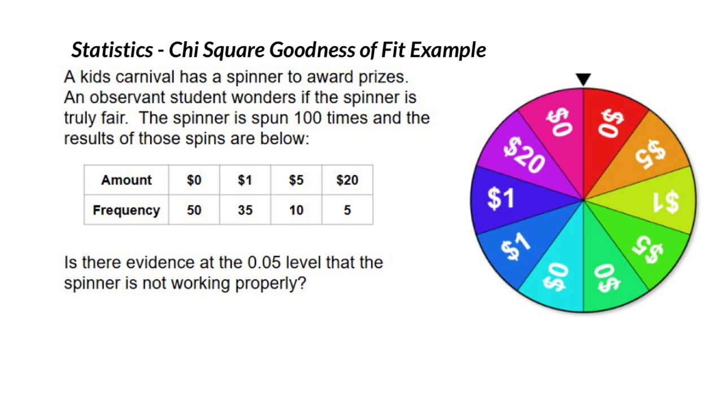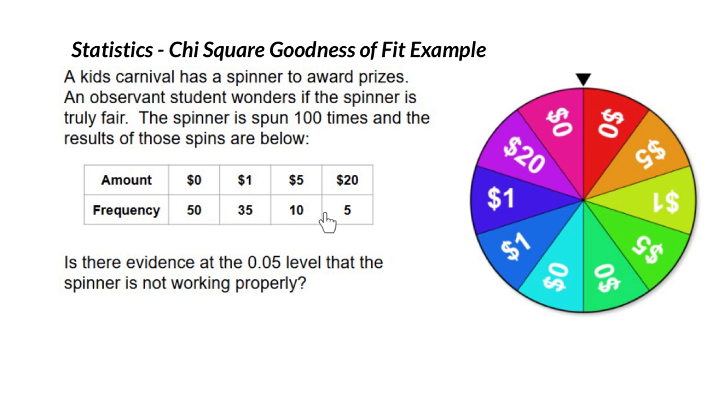So a kids' carnival has a spinner to award prizes. An observant student wonders if the spinner is truly fair. The spinner is spun 100 times and the results of those spins are below. So let's just notice really quickly on this spinner that we have amounts of $0 here and here. So there are 4 zeros. We have 3 ones, 2 $5 amounts, and 1 $20 amount.